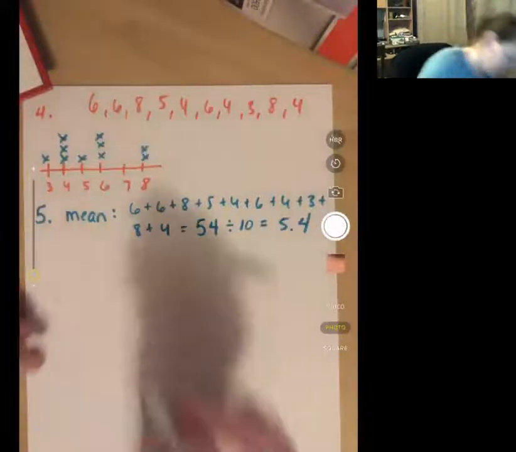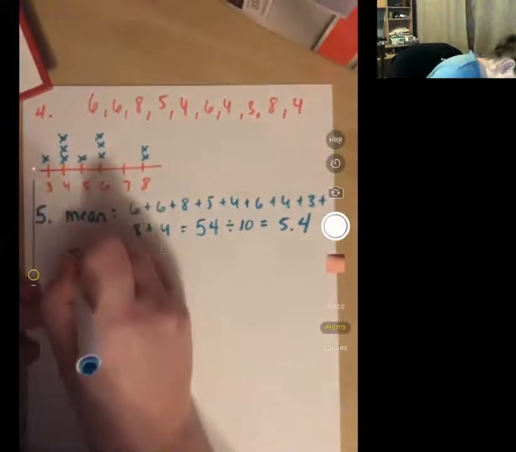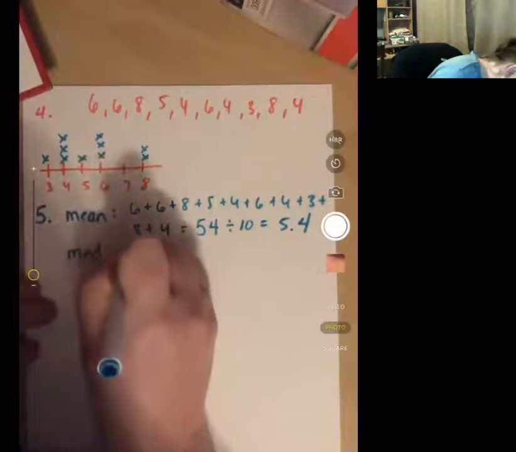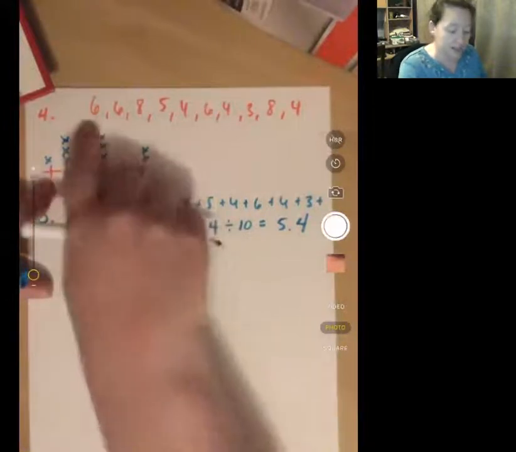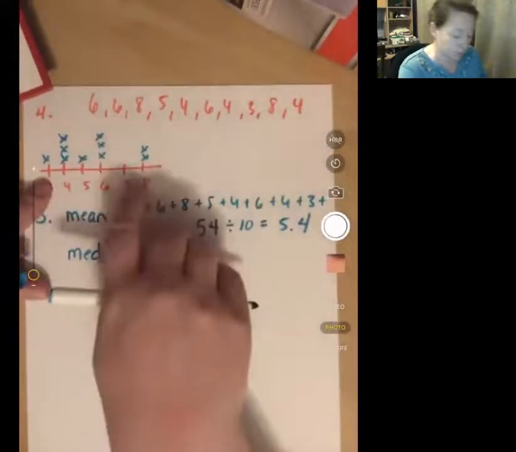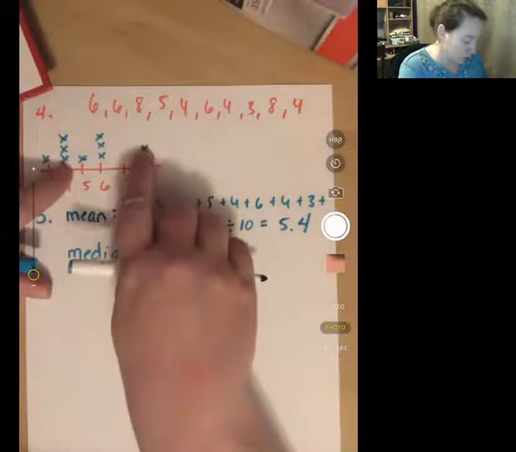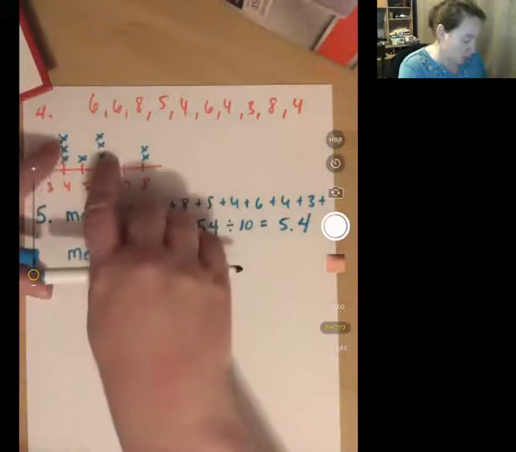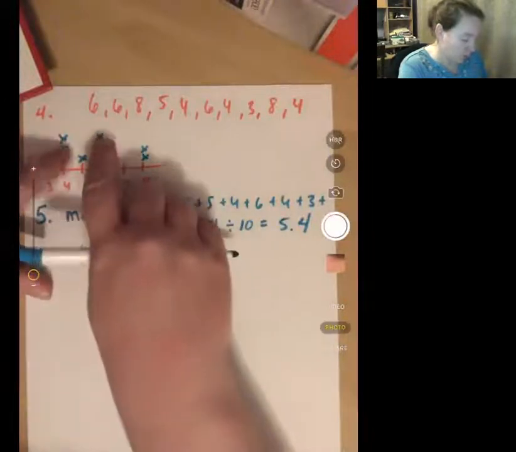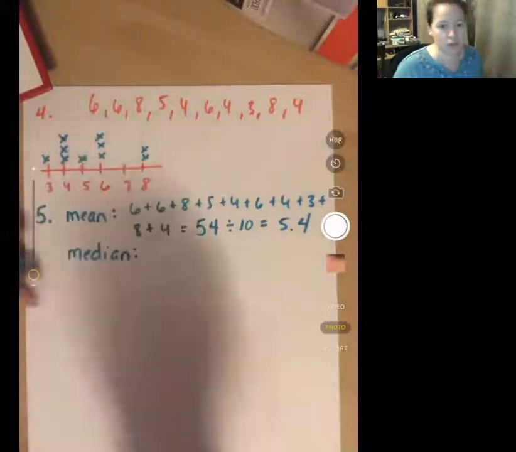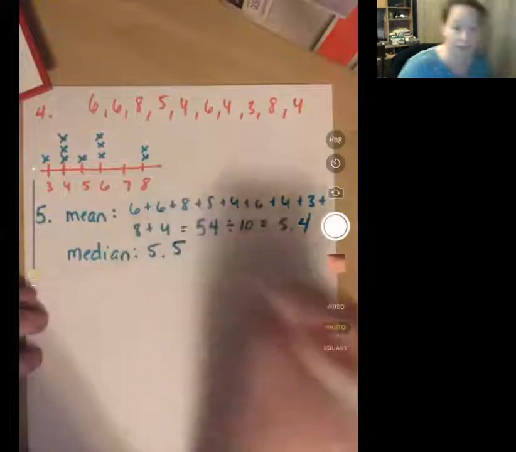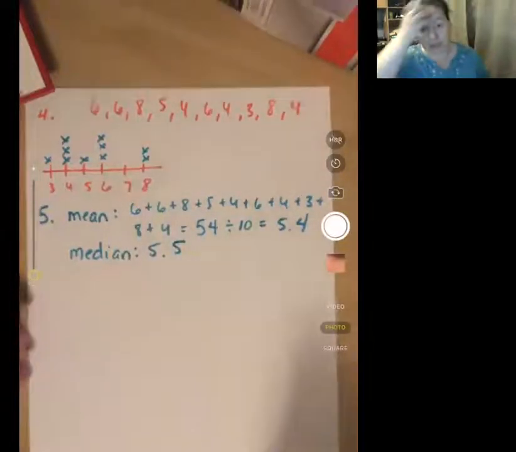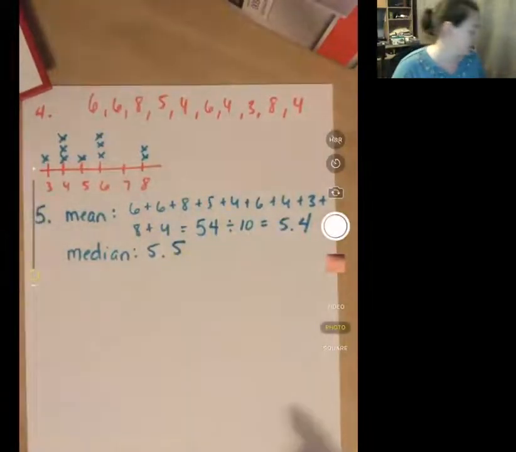Our median. For our median, I'm going to use this one, not this one, because this one's in order. So 1, 2, 3, 4, 5. So it's halfway between the 5 and the 6, which is 5.5. That is halfway between 5 and 6.